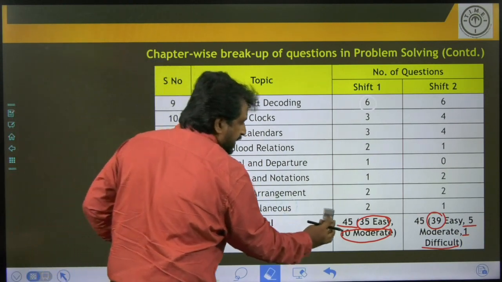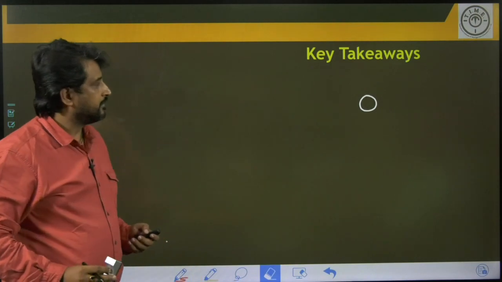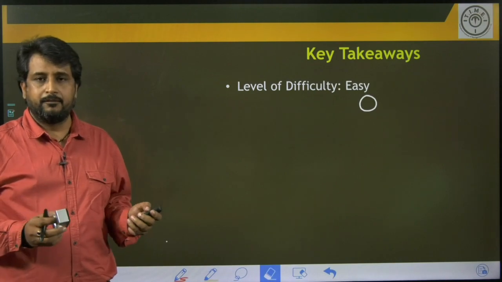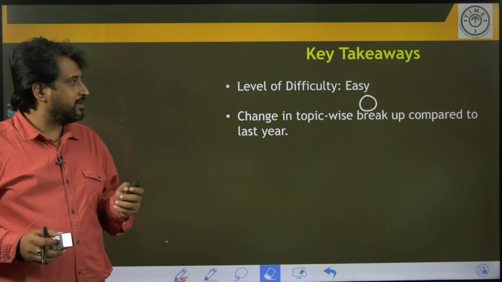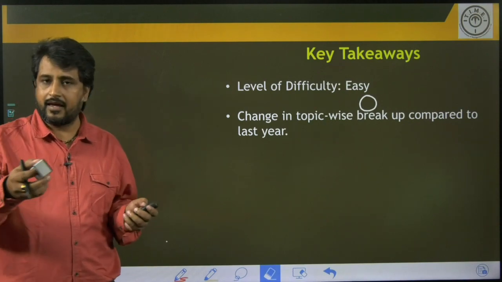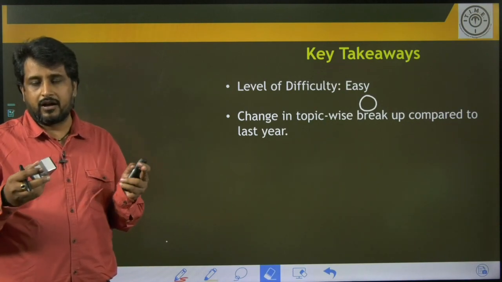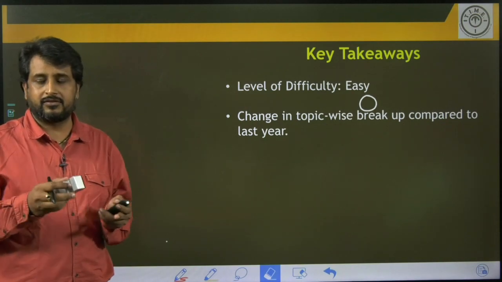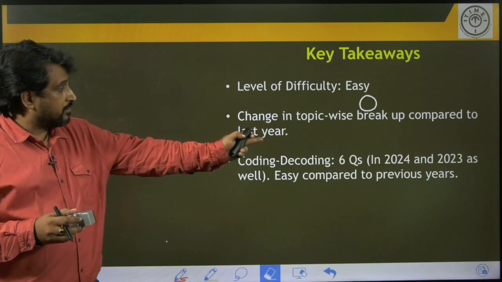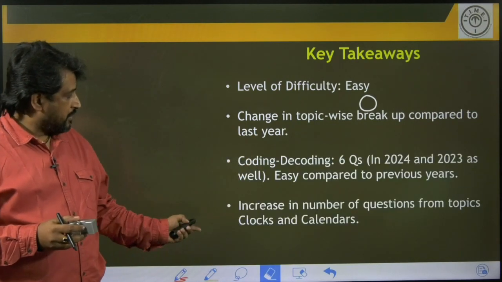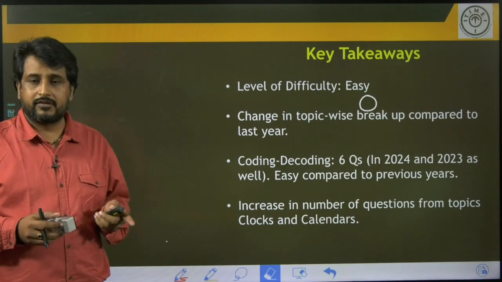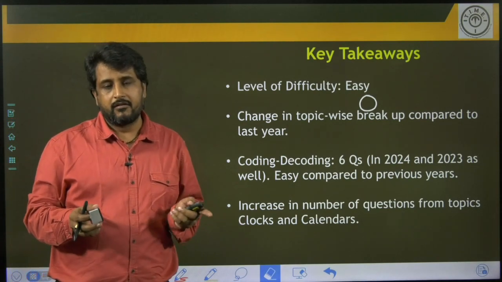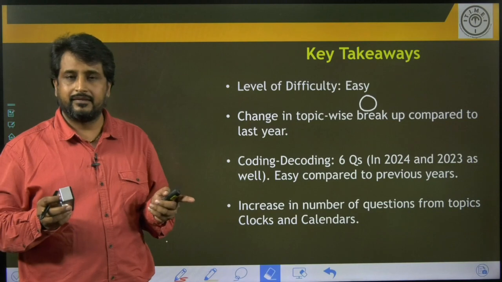Okay, let's see the key areas of the reasoning section. Level of difficulty is easy comparing to the previous years, and there is a change in the topic-wise breakup compared to the last year. As I discussed earlier, from series, comparing to the last year, the number of questions increased, analogies number of questions decreased, odd man out number of questions increased, and from clocks and calendars there is an increase in the number of questions. And the coding decoding breakup was the same compared to the last year, but the level of difficulty is easy.